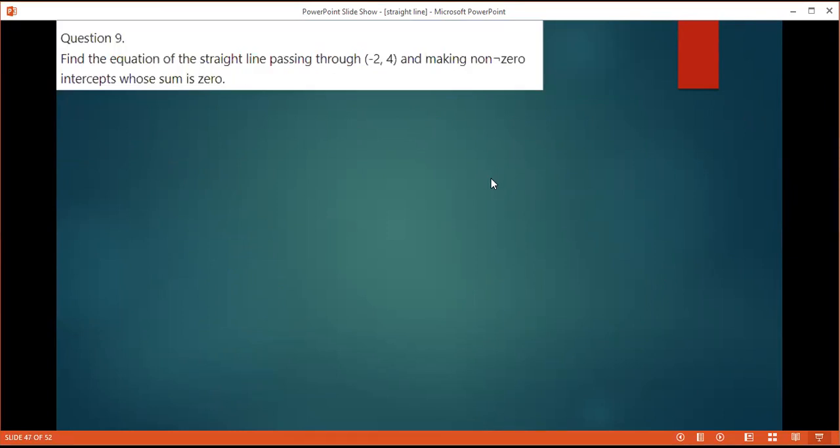Find the equation of a straight line passing through (-2, 4) and making non-zero intercepts. This is also a non-zero intercept, but the sum is 0, whereas in the previous case the intercepts are equal.